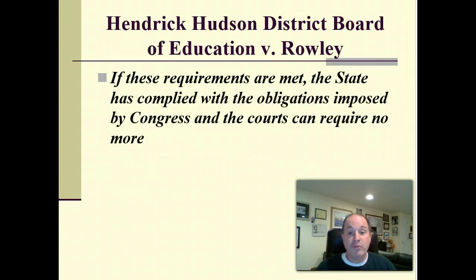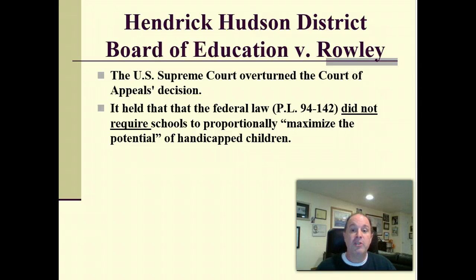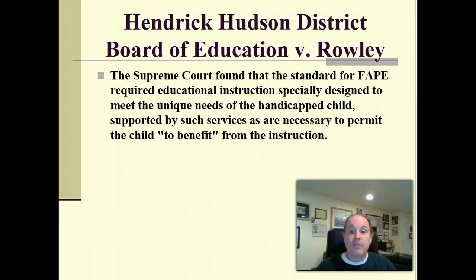And the Supreme Court said that if those two requirements are met, the state or the school district here, the school district has complied with the obligations imposed by Congress, and the courts can require nothing more. So the U.S. Supreme Court overturns the Court of Appeals decision, rules in favor of the school district, holding that the federal law, Public Law 94-142, the Education for All Handicapped Children Act, our nation's federal special education law, did not require schools to maximize the potential of handicapped children. The Supreme Court found that the standard for a free appropriate public education required educational instruction specially designed to meet the unique needs of the handicapped child, supported by such services as are necessary to permit the child to benefit from instruction. So it wasn't about maximizing the potential of students.